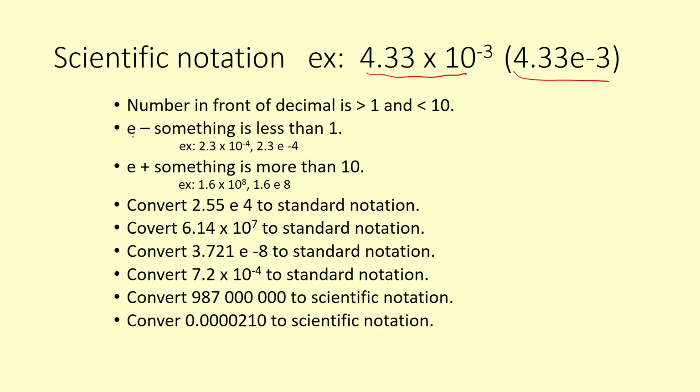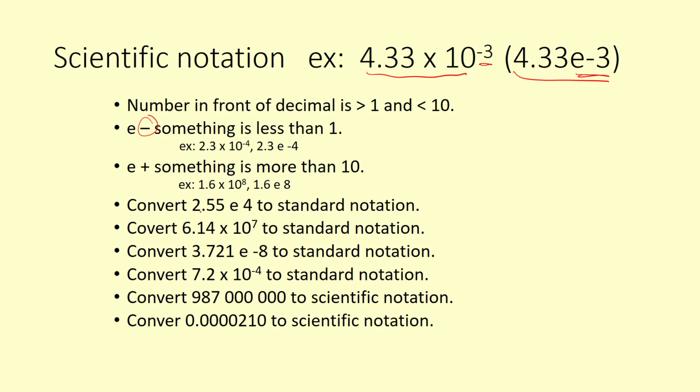If you see after the E a negative, it means that the number is less than 1. Okay, so here are 2 examples of that. See the negative, the negative. If you see a positive, it means the number is greater than 10. So this number is always greater than 1 and less than 10, and the exponent tells you about the overall number. If it's negative, it's less than 1, but if it's positive, it's greater than 10.